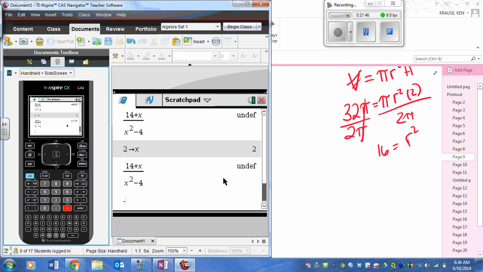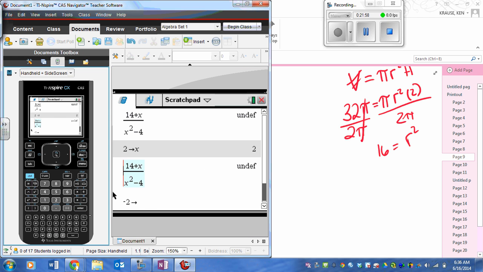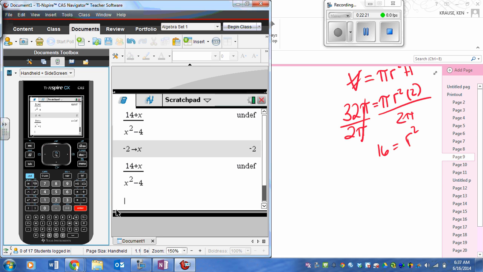If you try negative 2, store x. Negative 2 store x, enter. And then you just type that same equation in. It will also say it's undefined. So there you go, undefined.